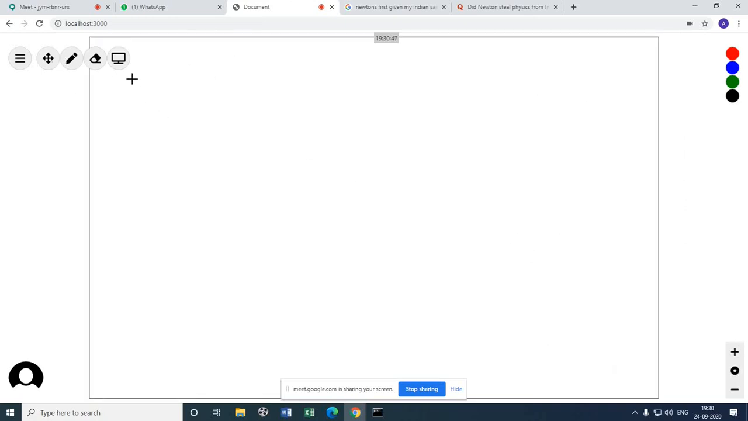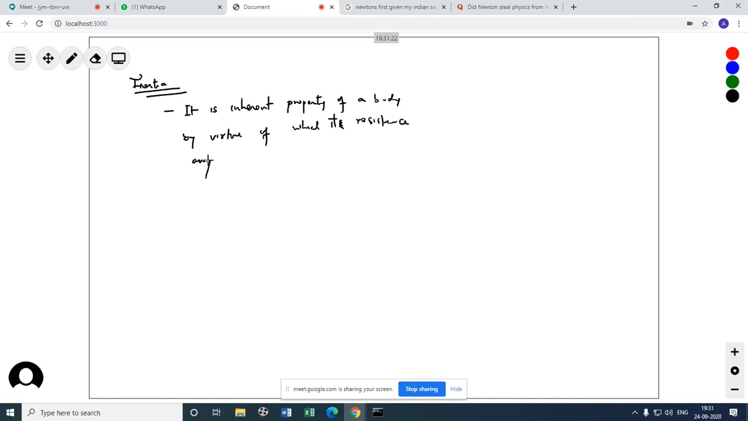Now let us come to inertia. What is inertia? The tendency of a body to remain at rest or in uniform motion. It is an inherent property of a body, by virtue of which it resists any change in its state of rest or uniform motion.